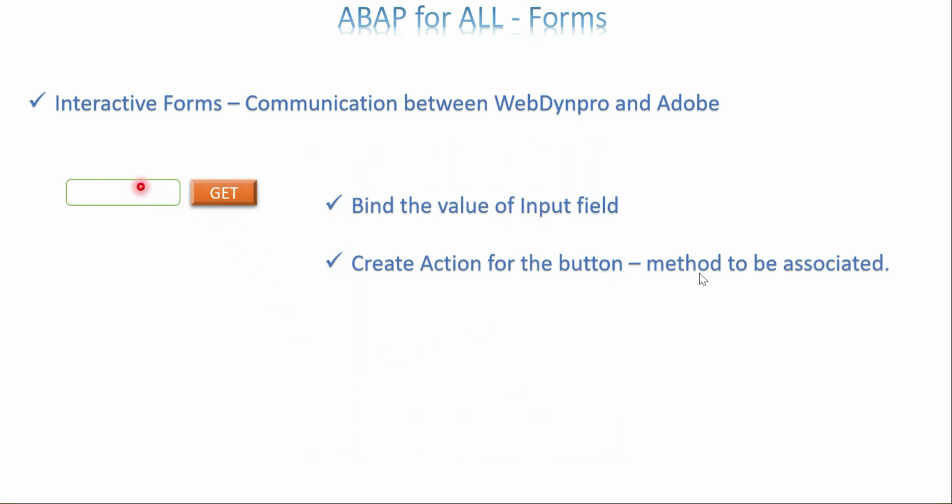Once you design it, you need to bind the value of the input field. As I mentioned, I'm going to use one of the fields which is available in the existing context. Okay, and then I have to create an action for the button. Whenever there is a button, we need a function code in a Dynpro. The same way, we need to create an action, just a name. You can just give a name for the action, and automatically there will be an empty method defined in your WebIntro relevant class. Okay, so then the method to be associated to that button or action button.